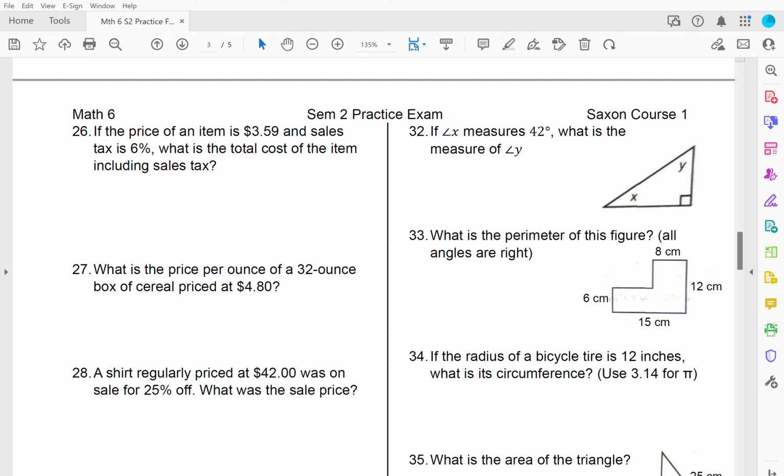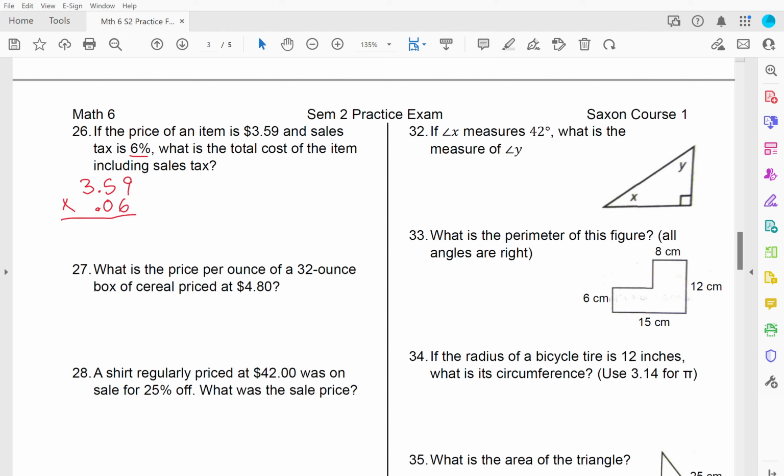Exam. Alright, if the price of an item is $3.59 and sales tax is 6%, what's the total cost of the item? So what we're going to do is figure out the sales tax and then add that to the cost of the item. Sales tax is going to be 3.59 times 6% as a decimal, which is 0.06.